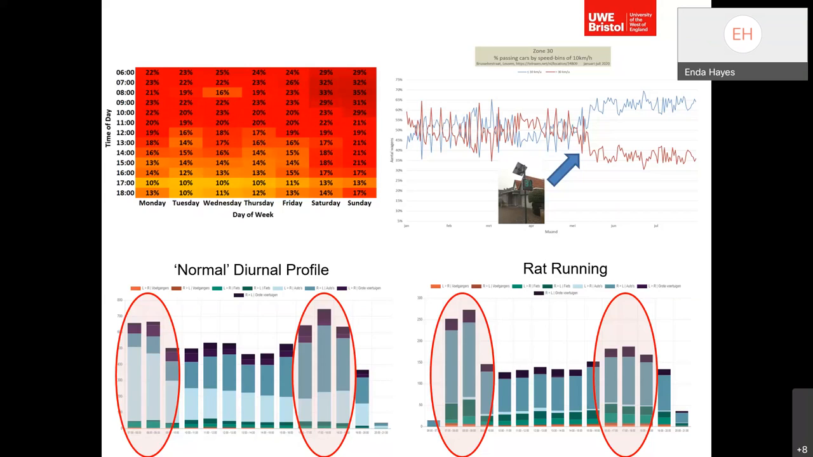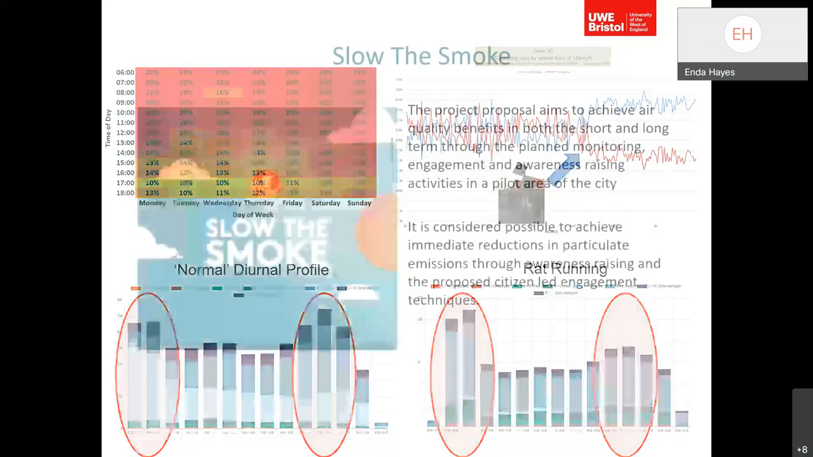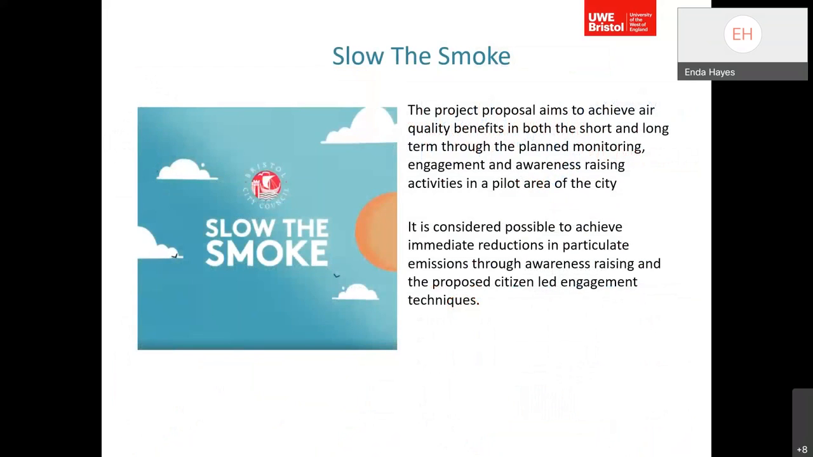Now, if you compare that to the rat running graph on the right-hand side, you can see that you have dark blue in the morning and dark blue in the afternoon, which suggests that people are just using that road for going in one direction and for rat running in a certain direction. So that gives you the idea of the data that a very simple piece of kit can generate and how we might use it to better inform our local decisions.